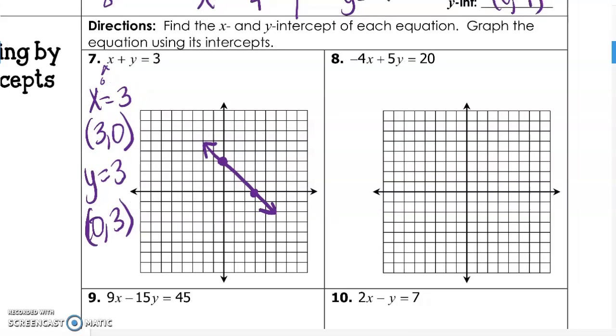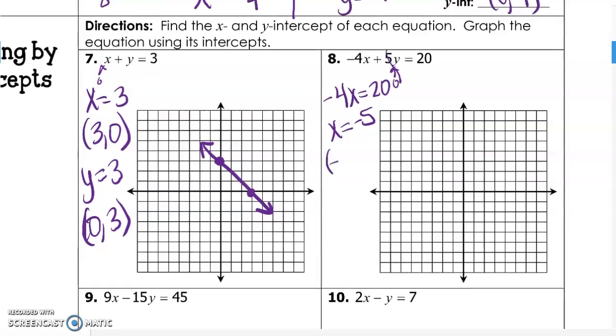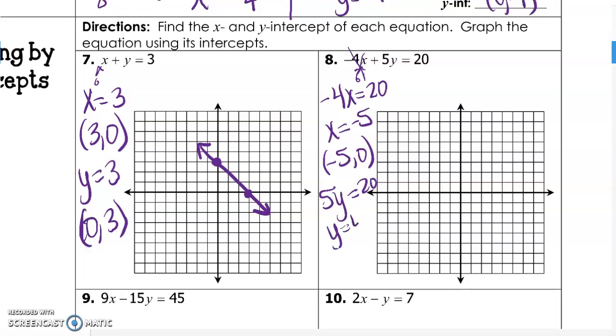So for number 8, first I'm going to plug 0 in for y. So that goes away. I'm left with negative 4x equals 20. So x equals negative 5. So negative 5, 0 is my x-intercept. Then I go back up here. I'm going to plug 0 in for x, which again makes it go away. 5y equals 20. Divide, and y equals 4. So 0, 4 is your y-intercept.